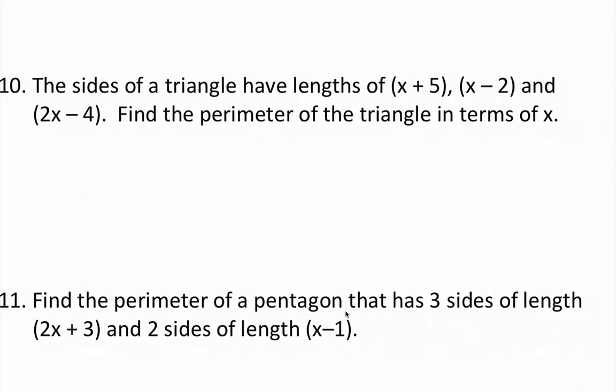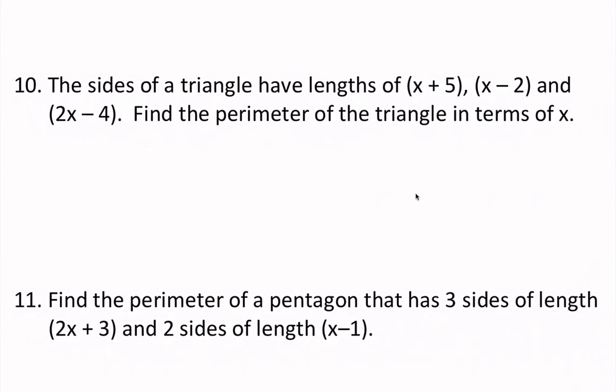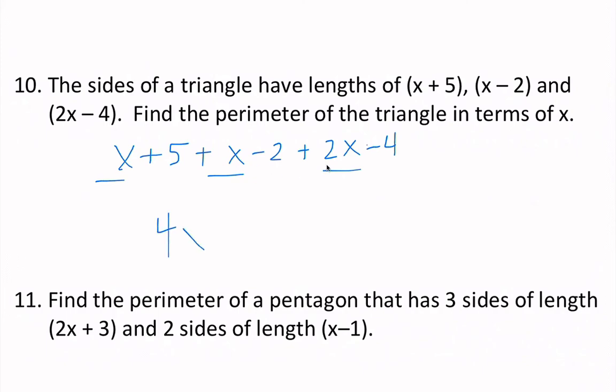Okay, so it tells me the sides of a triangle have these 3 lengths. It's asking me to find the perimeter. Well, I know perimeter means to add all sides, so I need to add these 3 sides together. So now that I have it set up, I'm going to combine my like terms. I have x's here, here, and here. So that's a 1, a 1, and a 2, which together is going to give me 4 x's.